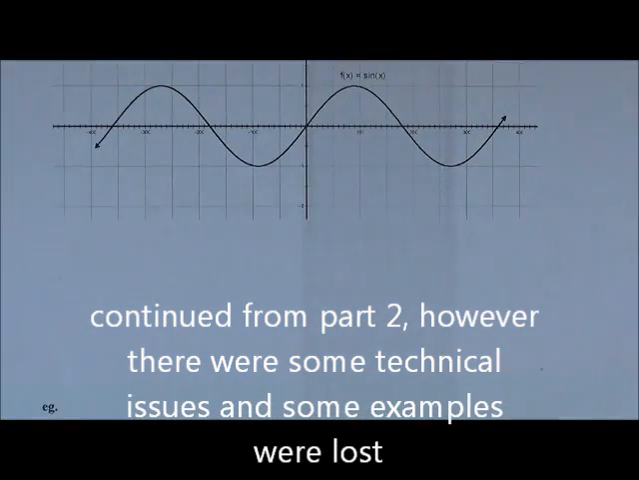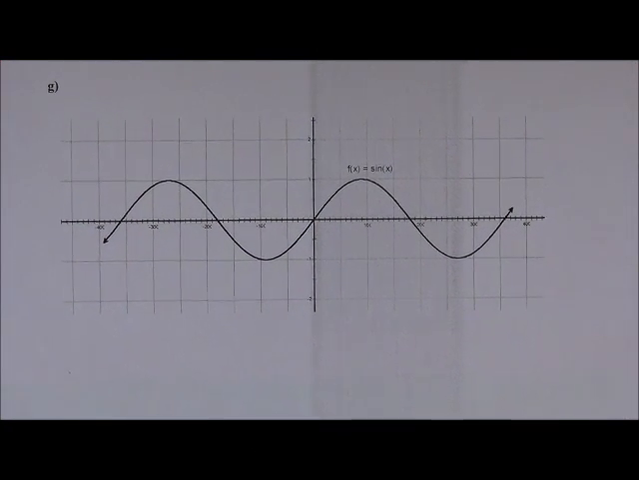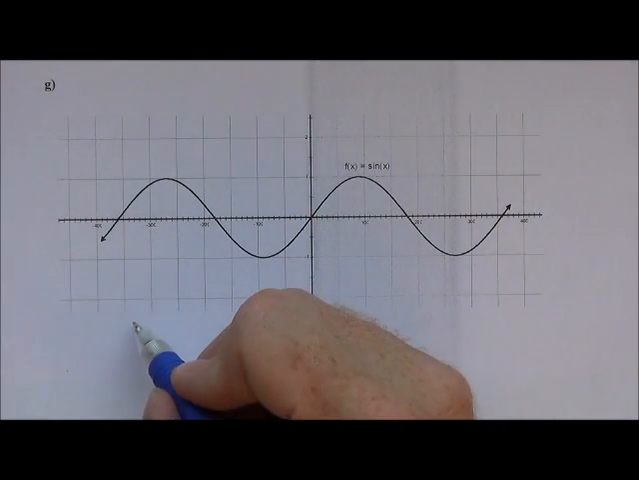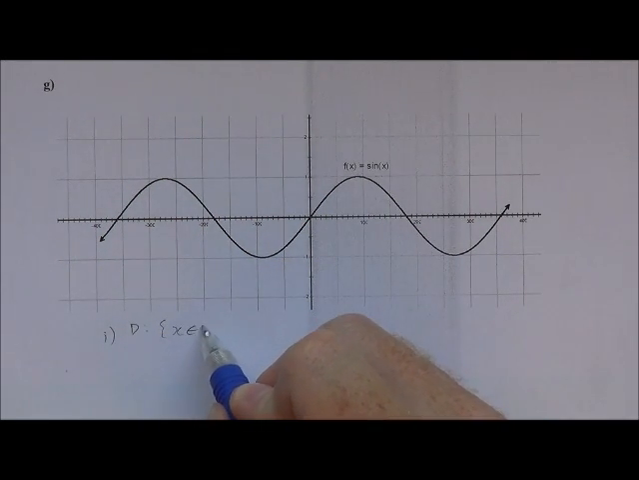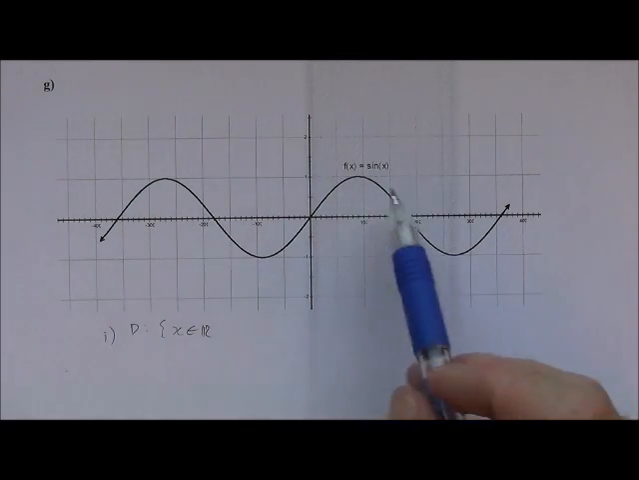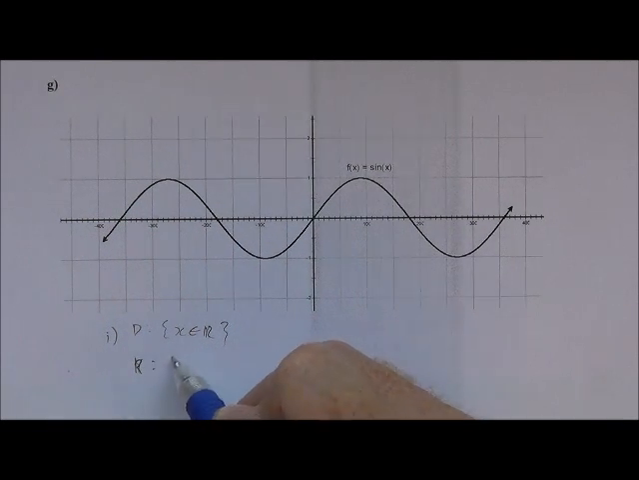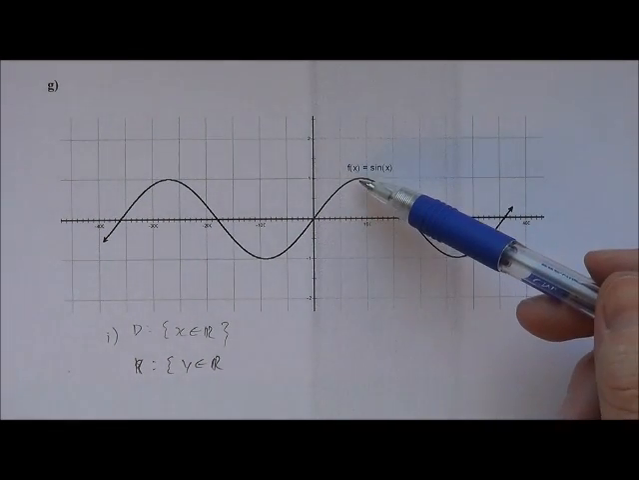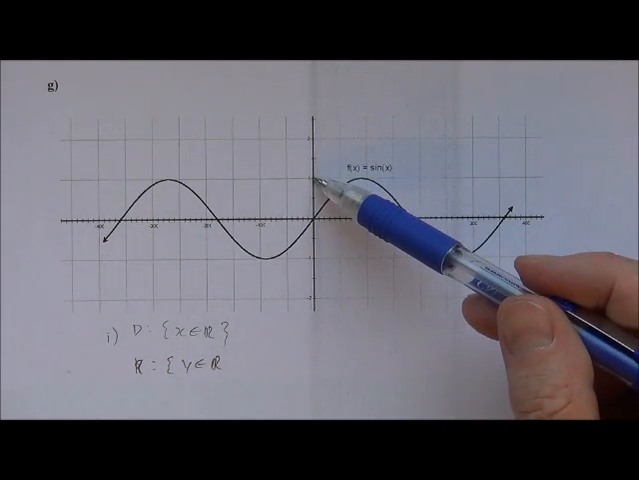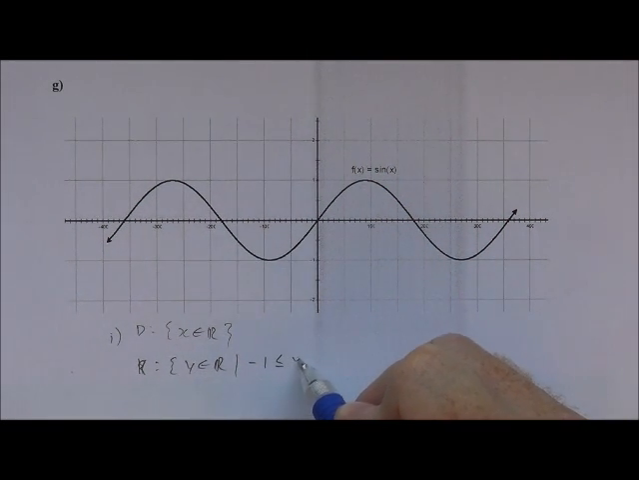And the last one that we have to look at is the graph of sine x. Again, we do the same thing. So the domain, x is an element of all real numbers, and we see that it goes on forever in both directions. The range, y is an element of all real numbers. Now this time, we see that it only oscillates between two values, from positive 1 to negative 1. So negative 1 is less than or equal to y, which is less than or equal to 1 for that.